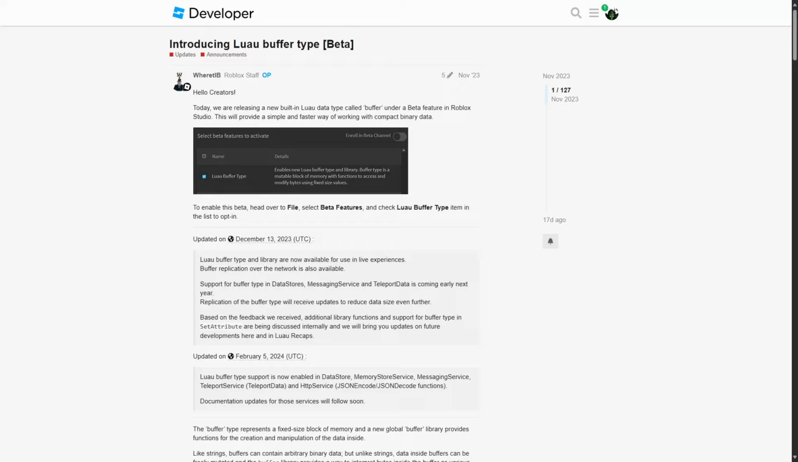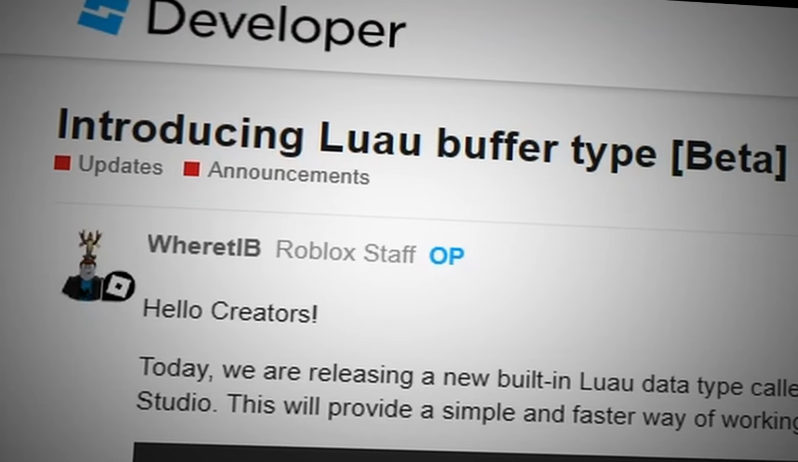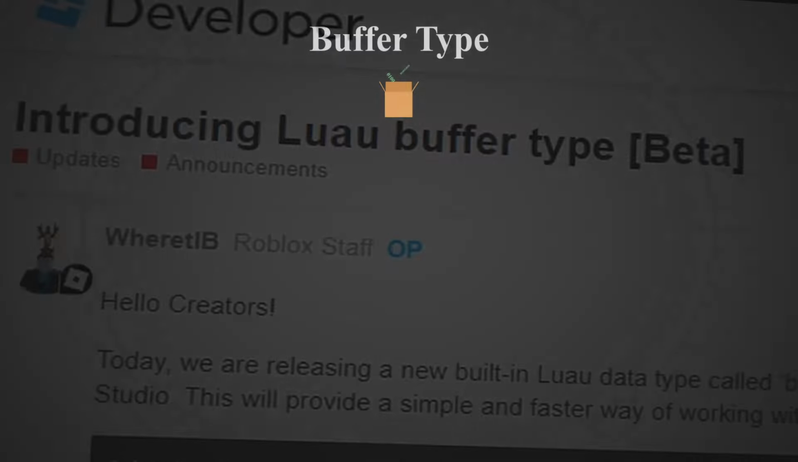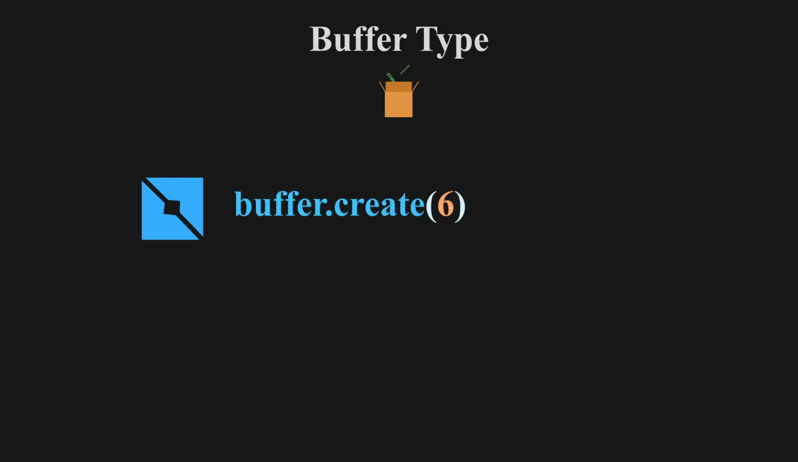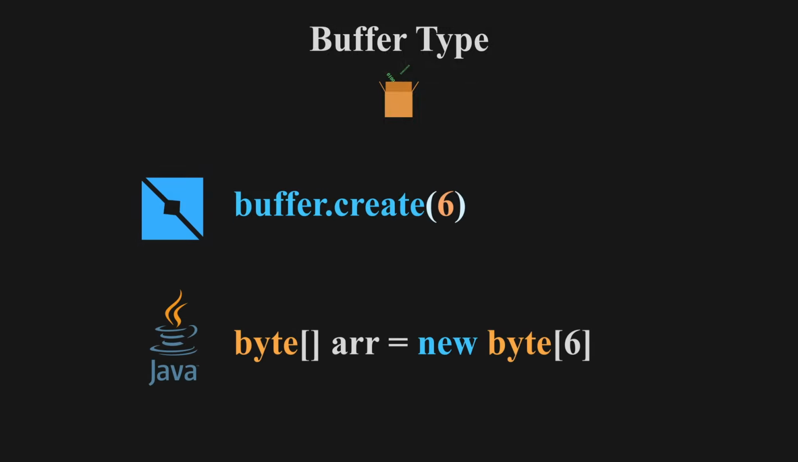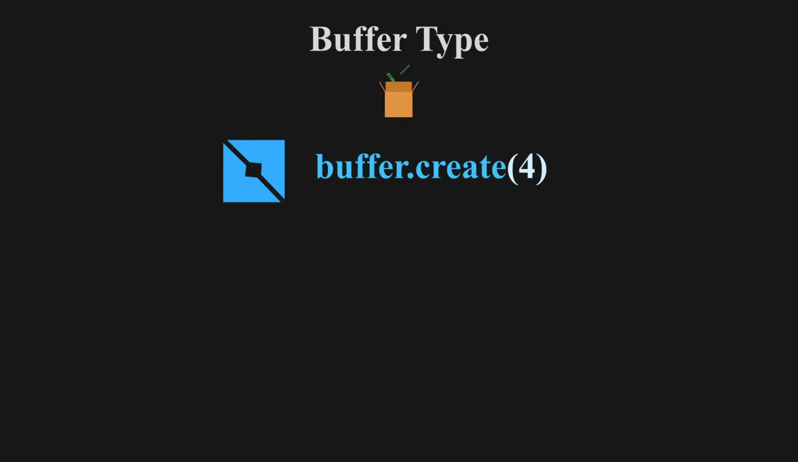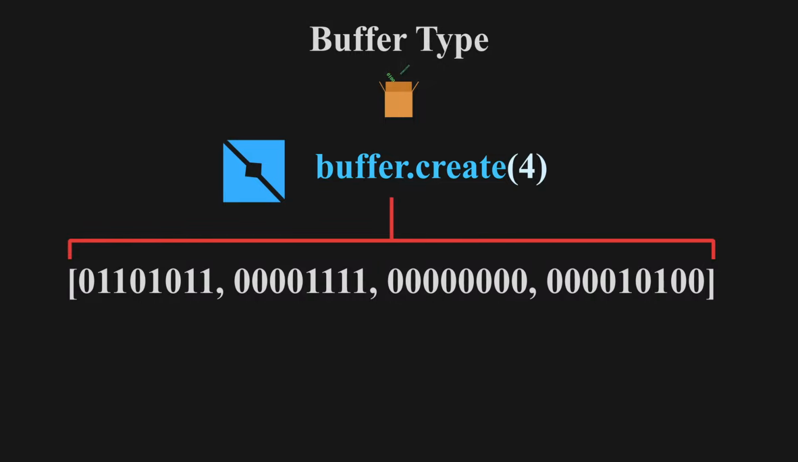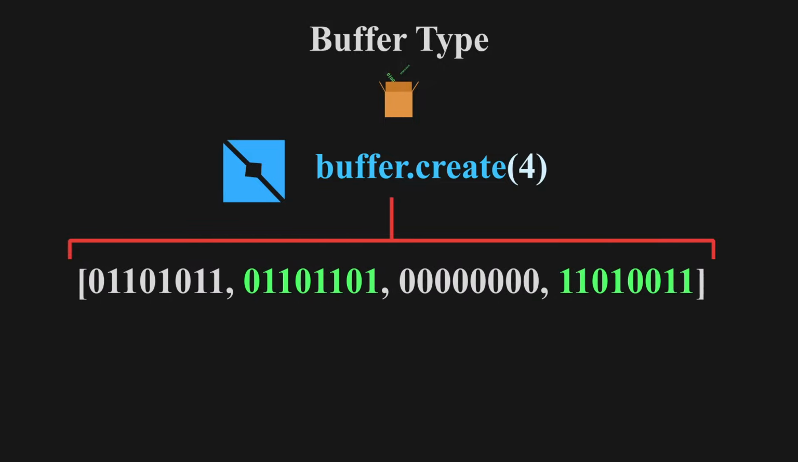Now, in between the 8 months where I let my channel die, the Roblox staff introduced a new type called the buffer type. Now, the buffer type in Roblox Studio is similar to a byte array in Java, if anyone's used Java. The buffer type allows you to get right down to the machine code in your programs and make changes to the individual bits in your program.